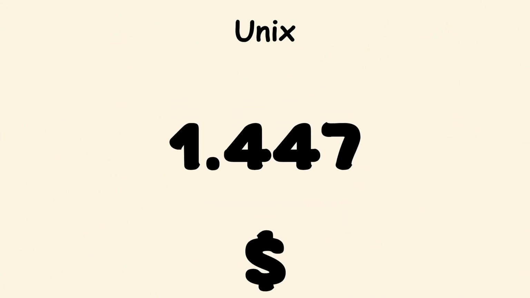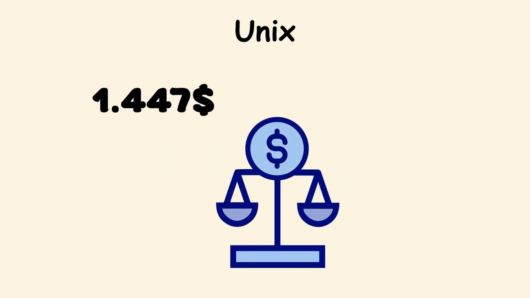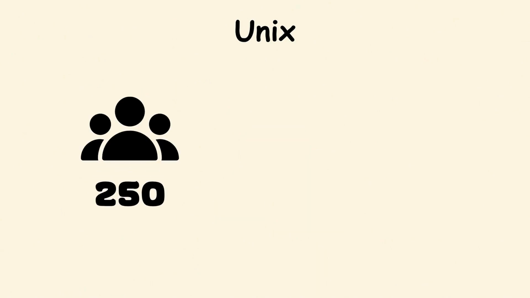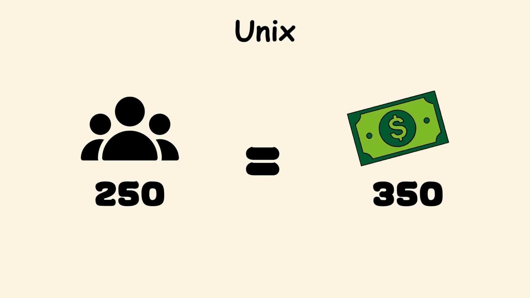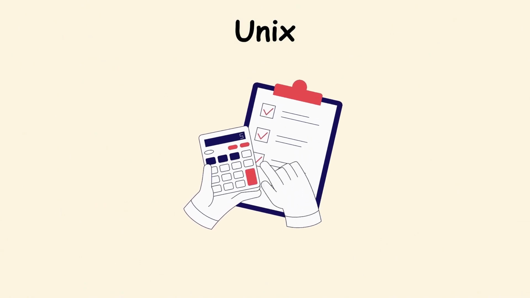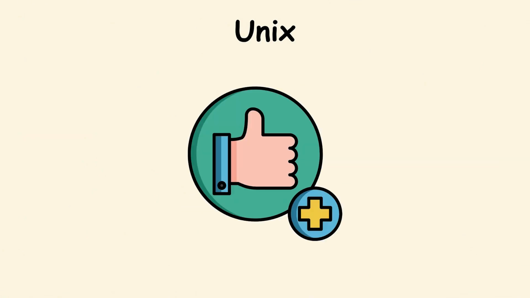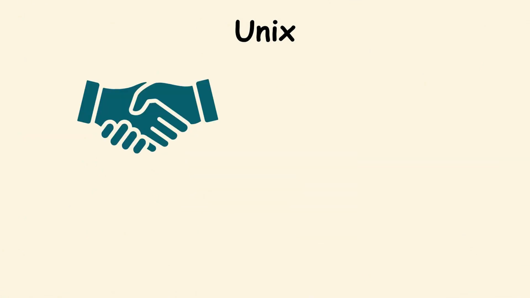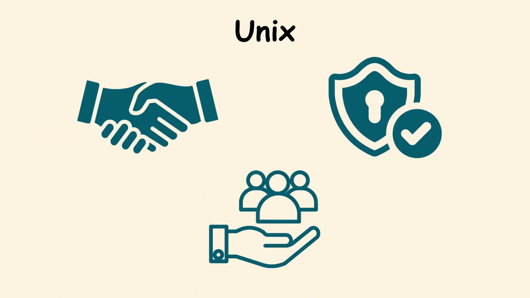Fun fact, installing Unix can cost nearly $1,447 per user. That means for 250 users, a full deployment could cost over $350,000, just like an elite magic guild charging per wizard apprentice. Benefits: rock-solid reliability, high security, multi-user support, proven for decades.